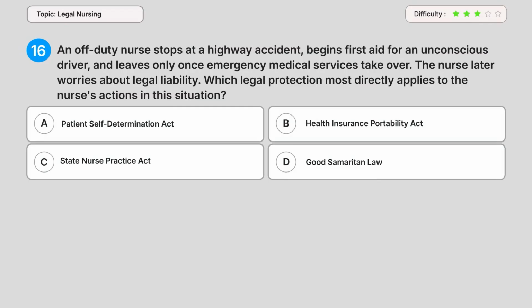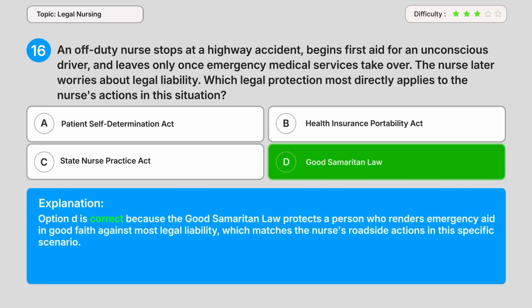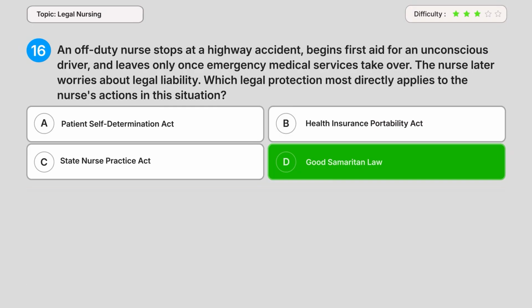Correct answer. D. Good Samaritan Law. Option D is correct, because the Good Samaritan Law protects a person who renders emergency aid in good faith against most legal liability, which matches the nurse's roadside actions in this specific scenario.